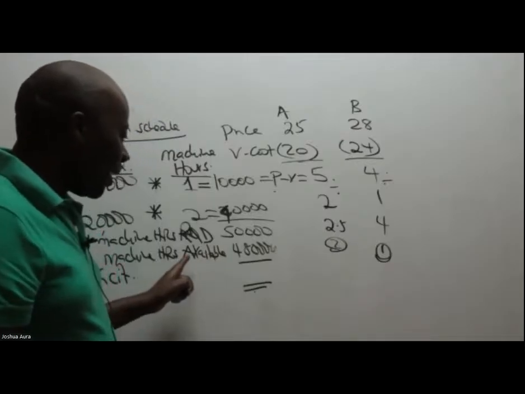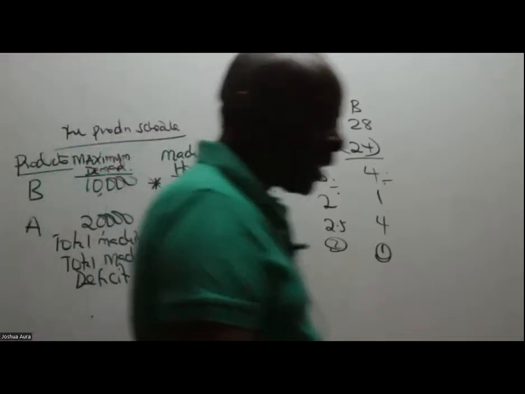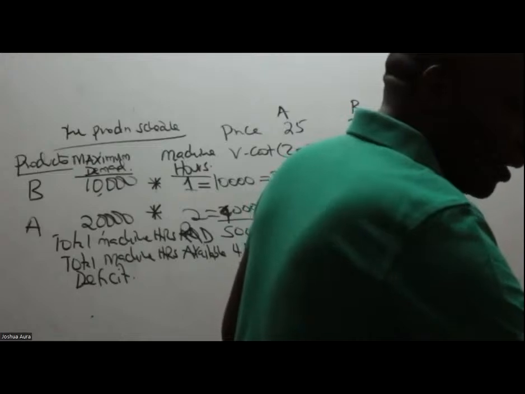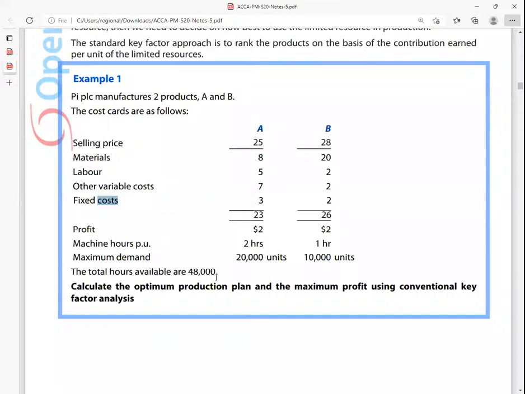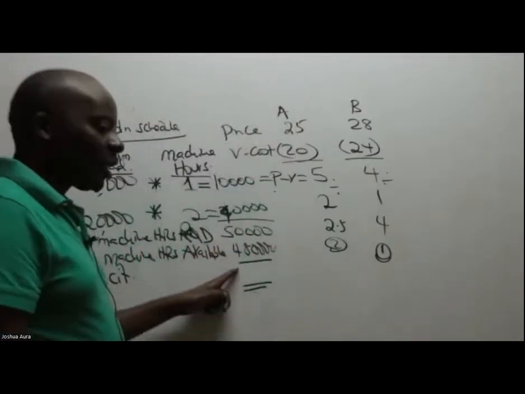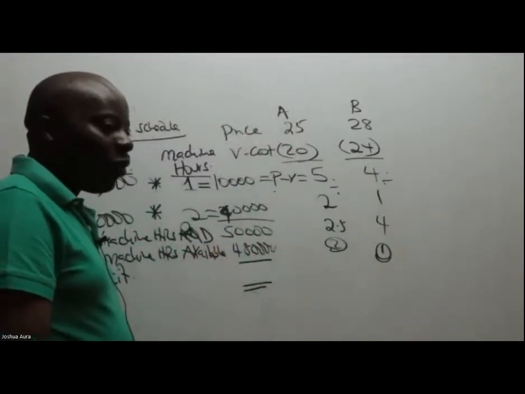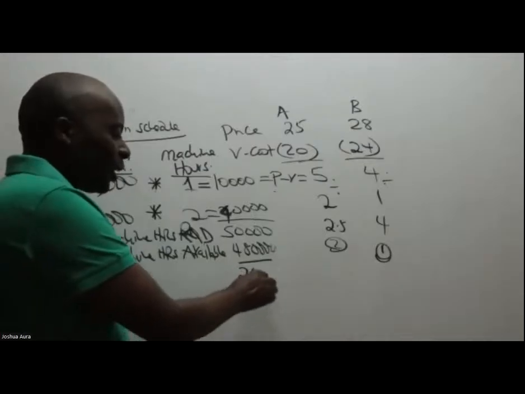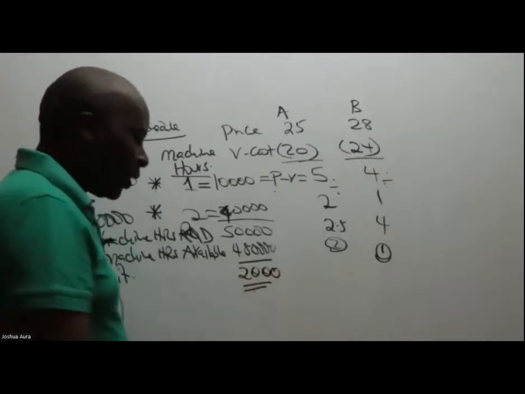Not unless I do not get the available very well here. The available are 48, not 40. Available are 48. So 50 versus 48. The deficit is how much? It's 2,000, if I'm not wrong. So this is the deficit.